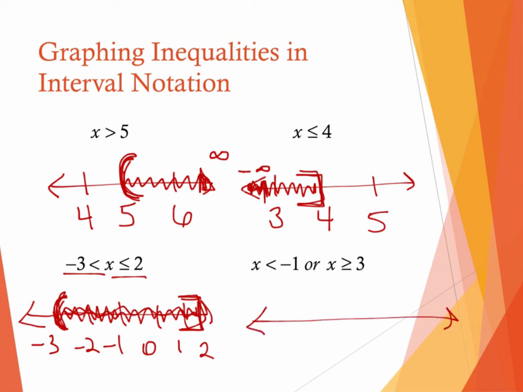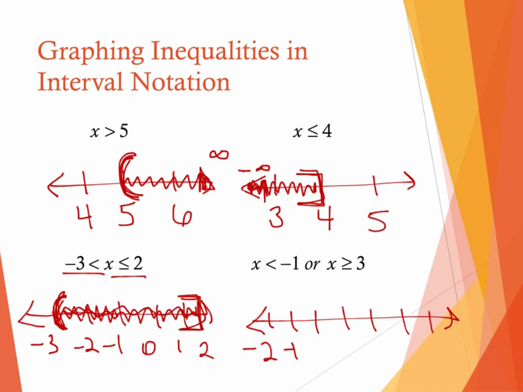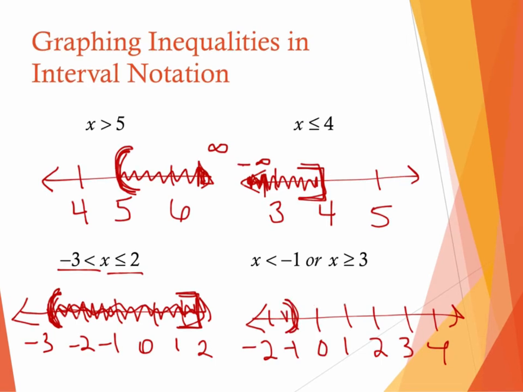In our last example, I have negative 2, negative 1, 0, 1, 2, 3, 4. X is less than negative 1, or x is greater than or equal to 3. And again, if you were to graph first, you can draw your infinities on your graph and then write your interval from there. Negative infinity to negative 1, 3 to positive infinity, and then your union symbol.